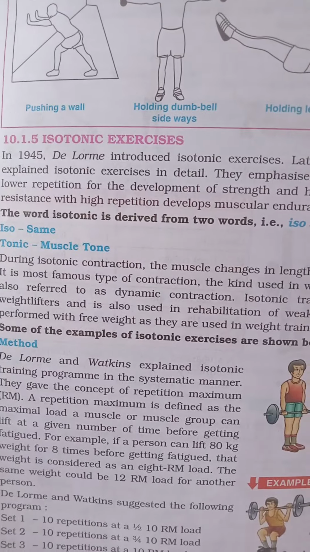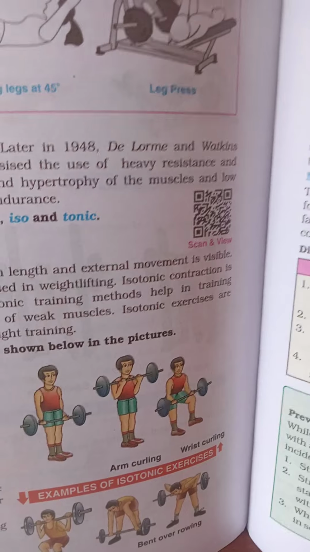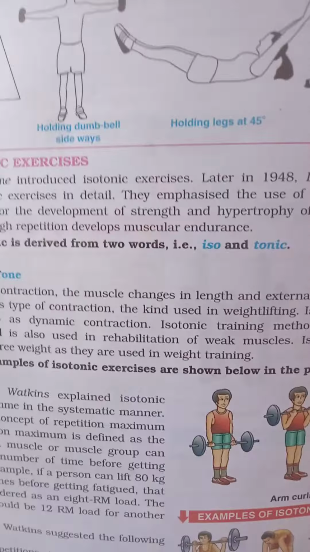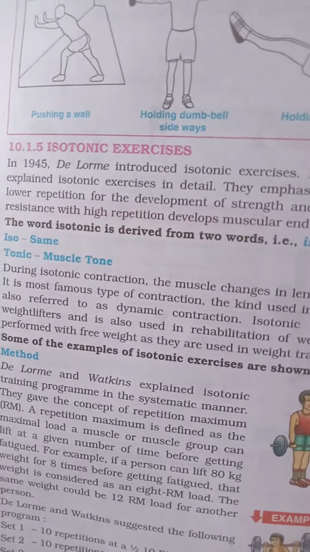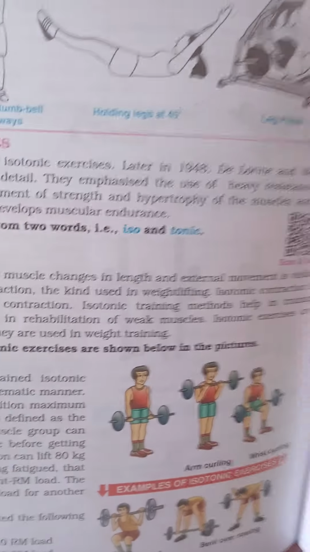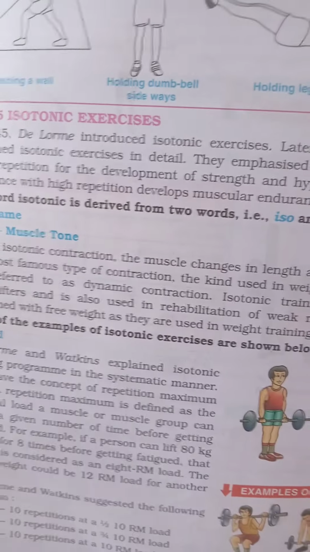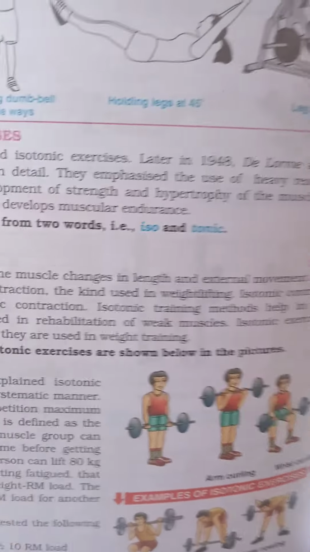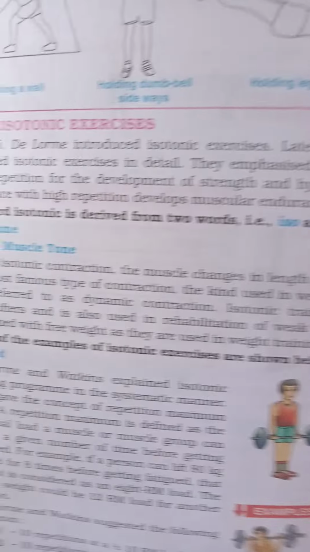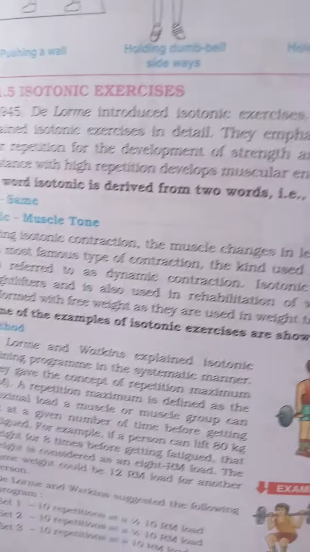Now about isotonic exercises. In 1945, D. Loney introduced isotonic exercises. Later in 1948, Loney and Watkins explained isotonic exercises in detail. They emphasized the use of heavy resistance and lower repetition for the development of strength and hypertrophy of the muscles, and low resistance with high repetition develops muscular endurance.